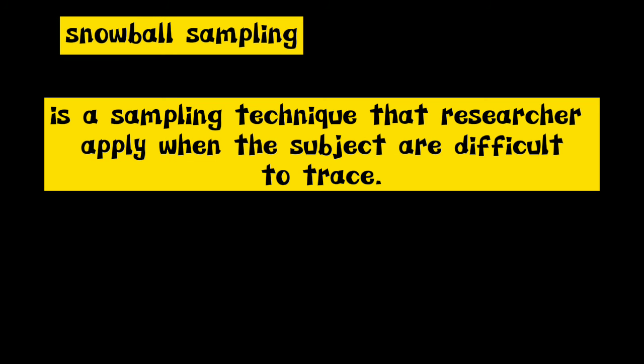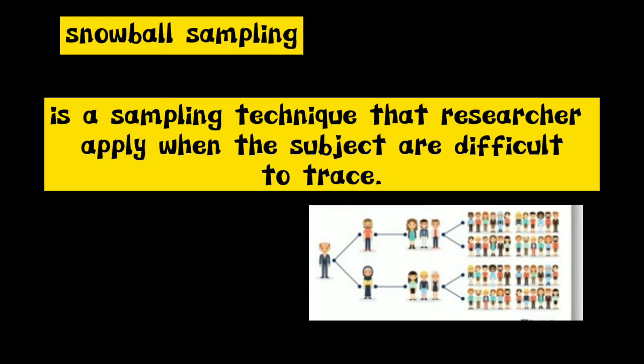Snowball sampling is a sampling technique that researchers apply when the subjects are difficult to trace. So, sa paraan na ito, maghahanap lang tayo ng iisang respondent na tinatawag nilang key informant. At yung respondent na yun ang magre-refer sa atin ng iba pang mga respondent na pwede nating isama sa ating research.